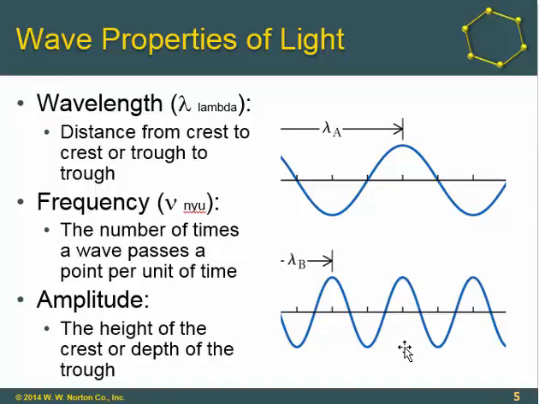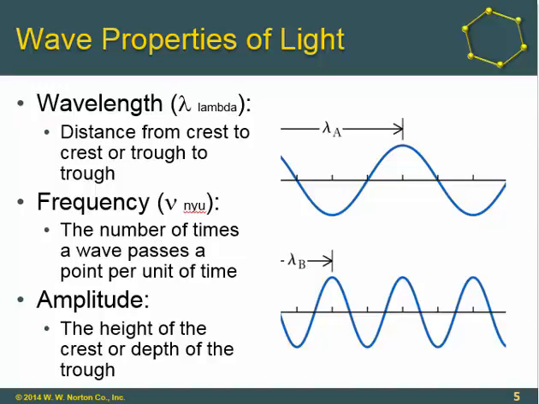Here, if I look per second, there are going to be more waves in the lower or shorter wavelength. More waves are going to pass per second because they're shorter. The longer wavelength, fewer will pass per second because they're longer. So as wavelength increases, the frequency decreases. And as wavelength decreases, frequency increases. So wavelength and frequency are inversely proportional.